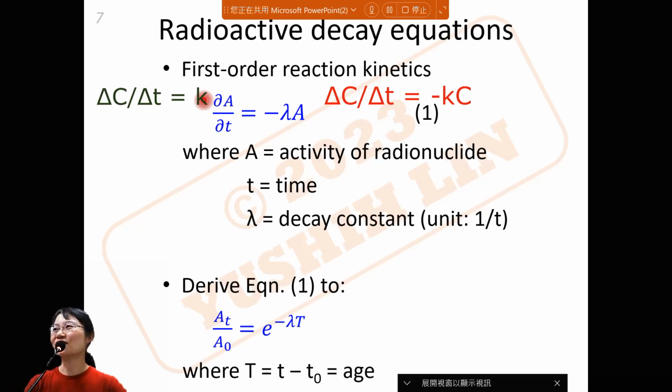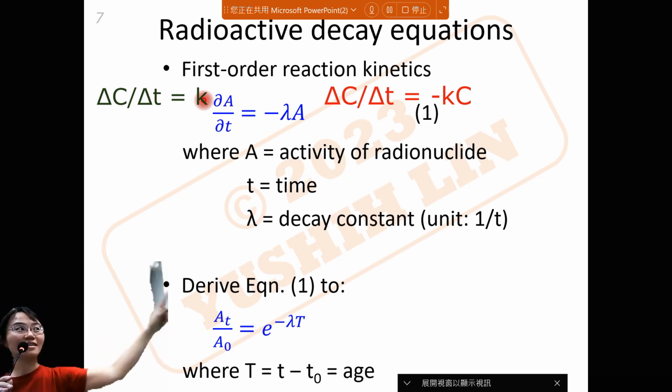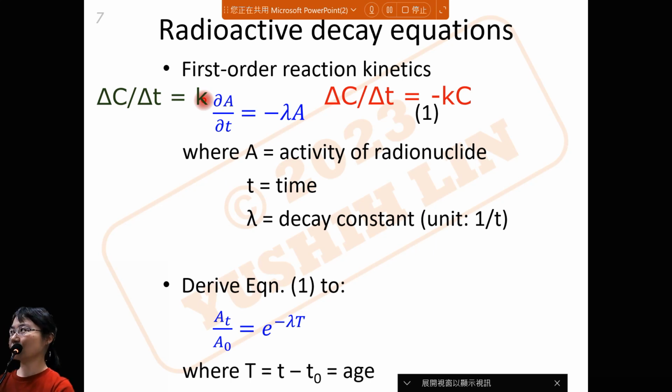Zero order, which means the reaction rate is constant. The left one means it's constant. The right one means it's not constant. It will change depending on the concentration of the reactant.